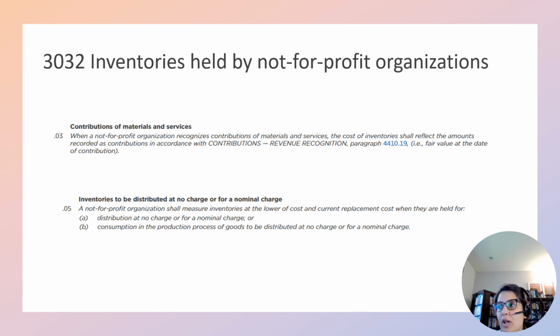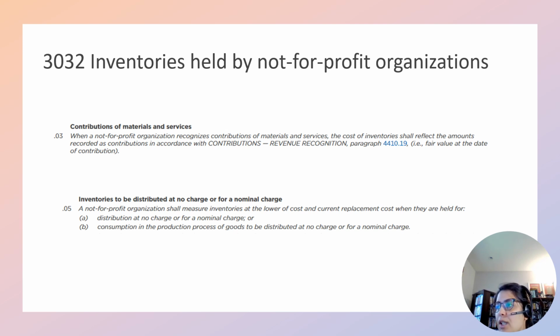The other thing is in paragraph 5: inventory is to be distributed at no charge or for a nominal charge. Nominal charge means putting $0 or putting $1. But the purpose is just to present that specific item in the financial statements. The user of the financial statements will see that this company has these resources or these costs, but they don't have a proper value for it. They put $1 or even 0.001, just something there. In this case, the distribution at no charge or for a nominal charge, or consumption in the production process of goods to be distributed at no charge or for a nominal charge.